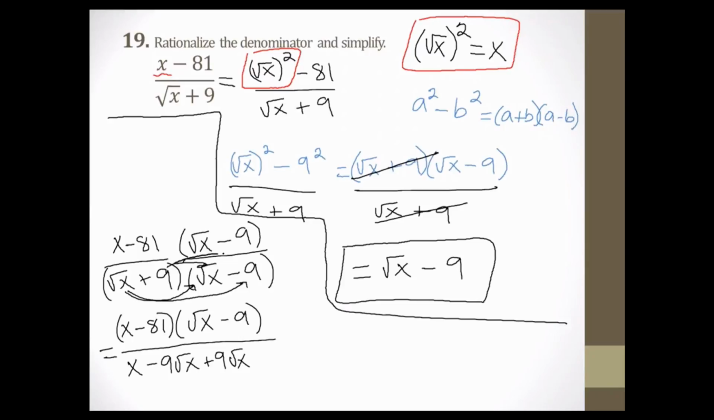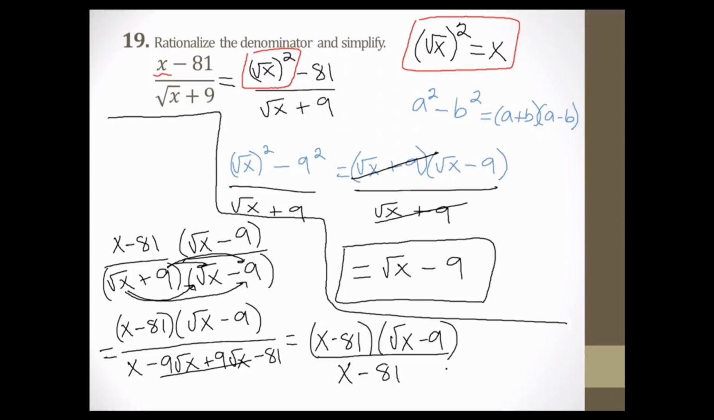And then 9 times negative 9 is negative 81. So now on the bottom, negative 9 square root of x plus 9 square root of x cancels to 0. So in the bottom I have x minus 81. And at the top I have x minus 81 times the square root of x minus 9.